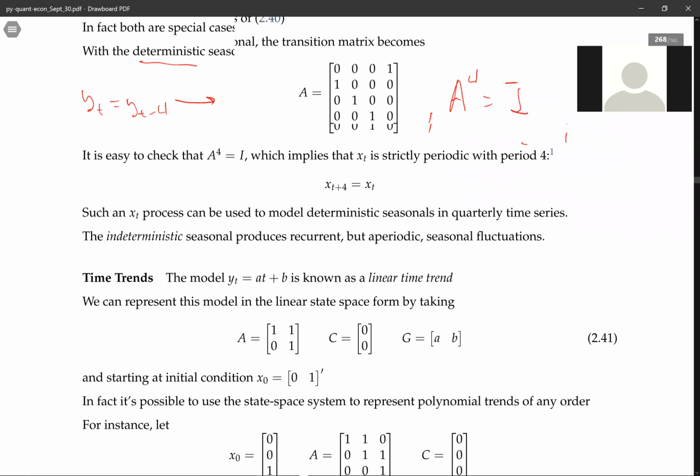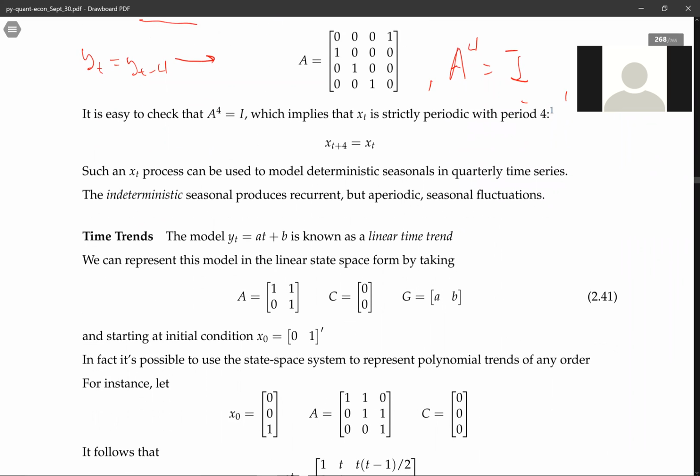Okay, time trends. Suppose you want to make a time trend. How would you map that in? Suppose yt is equal to at plus b. Now here's an exercise: finding the state is an art. If we stare at this, there's a constant and there's time. This is kind of a challenging one, but very fun. If you set A equal to 1, 1, 0, 1, C equal to 0, and G equals a b, and iterate that, you'll see it will recover exactly what we want.